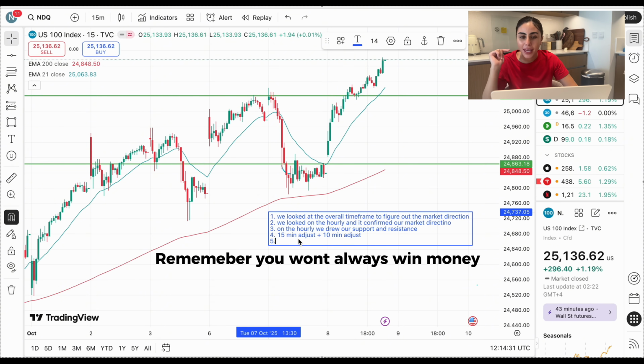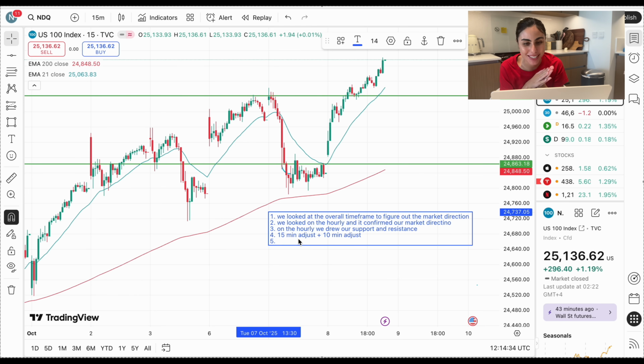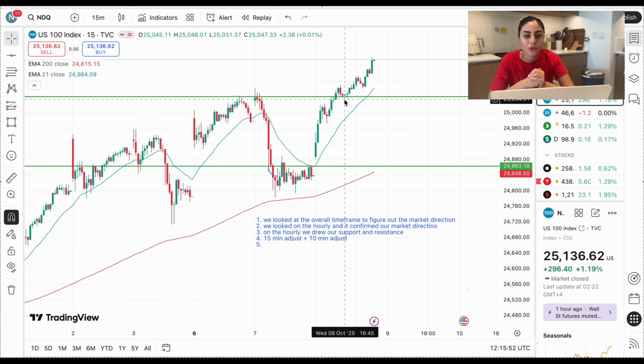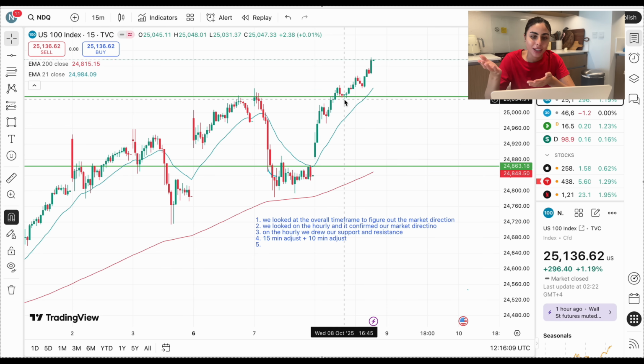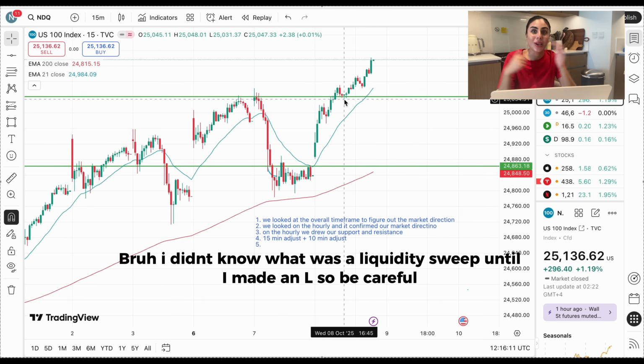And also, let me add, I just want to give you a little tip. Sometimes when there is an uptrend and you drew your support level and you're like, yeah, it's going to go up, and it just goes back down. That's because there's something called a liquidity sweep. So be careful of a liquidity sweep, as I literally made a loss. I actually made a big L when I did this because I didn't know there was such a thing as a liquidity sweep. So yeah, do your research on liquidity sweeps before you enter your trades on a support level.